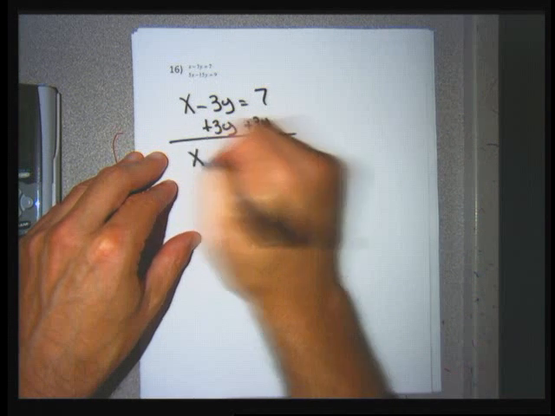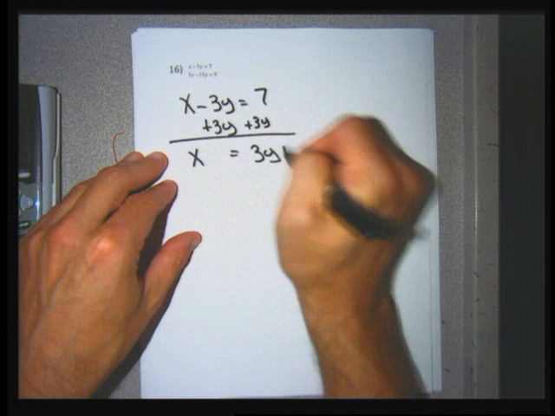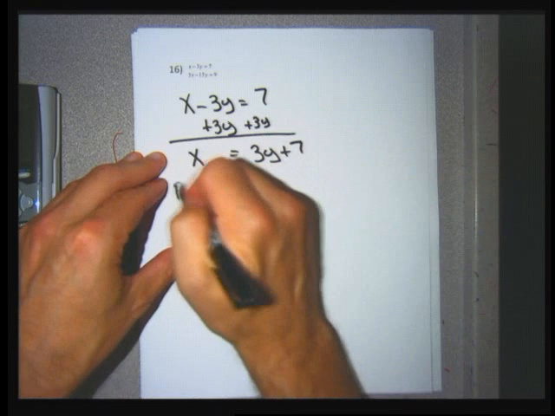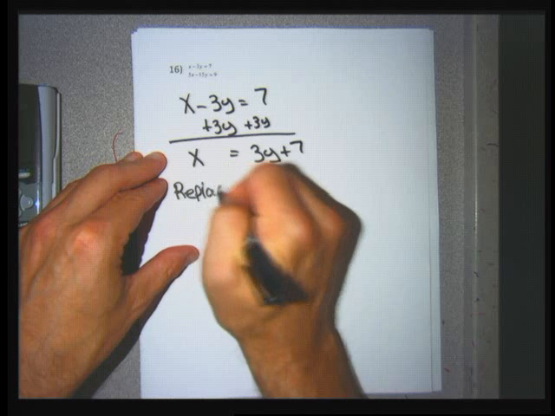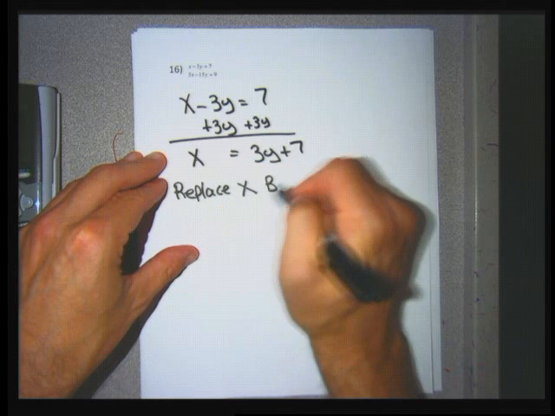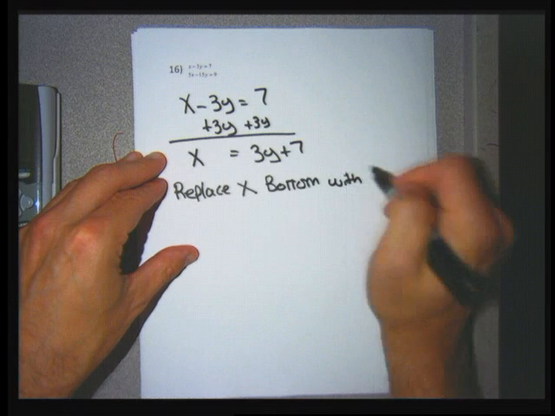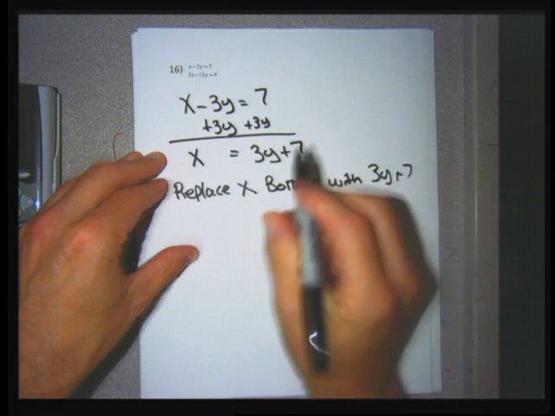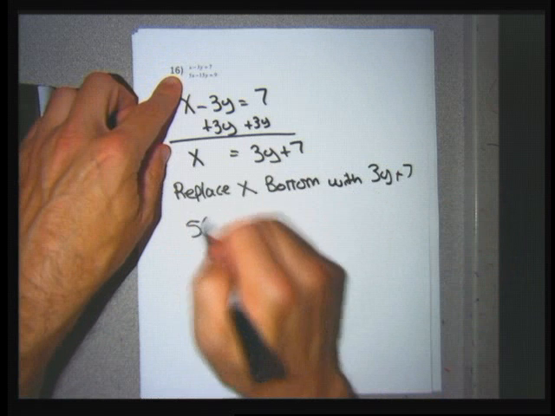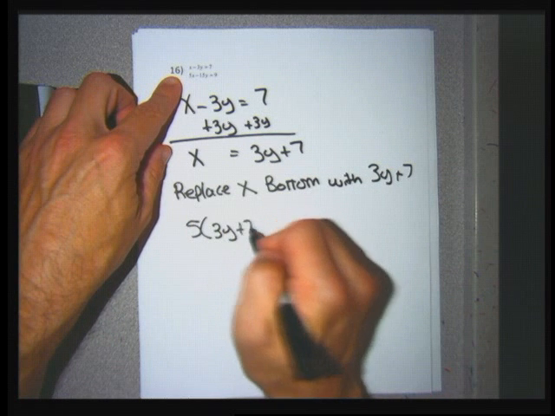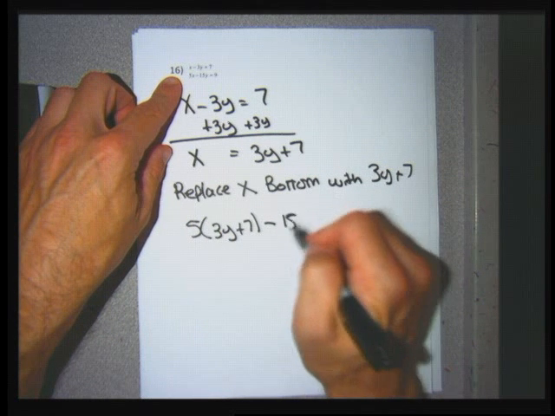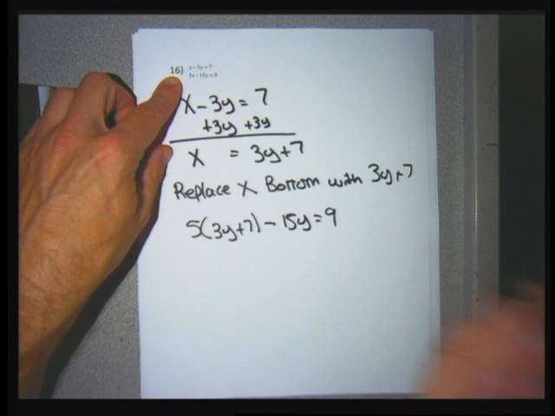That's going to give me x equal to 3y plus 7. Now I'm going to replace the x in the bottom equation with 3y plus 7. When I do that, I go 5 times 3y plus 7 minus 15y equals 9.